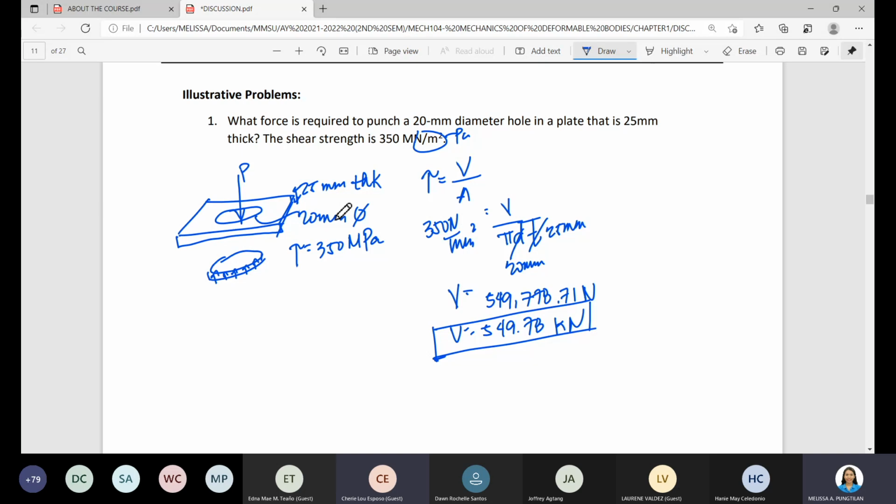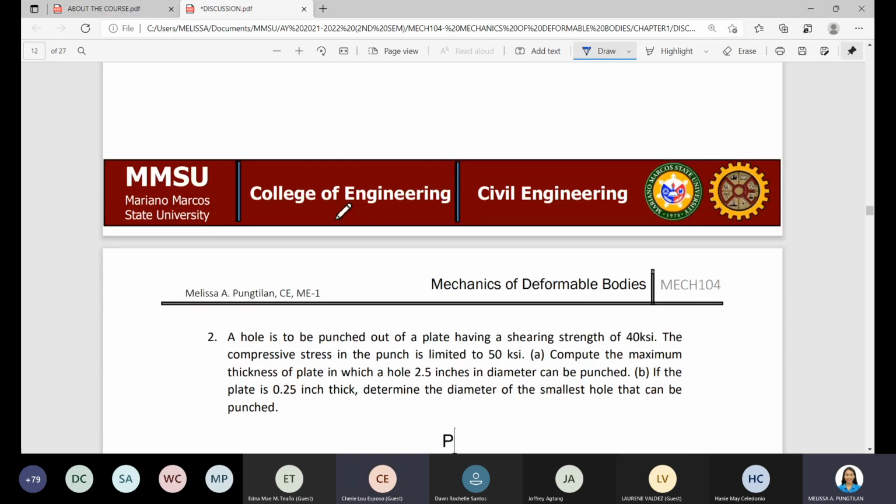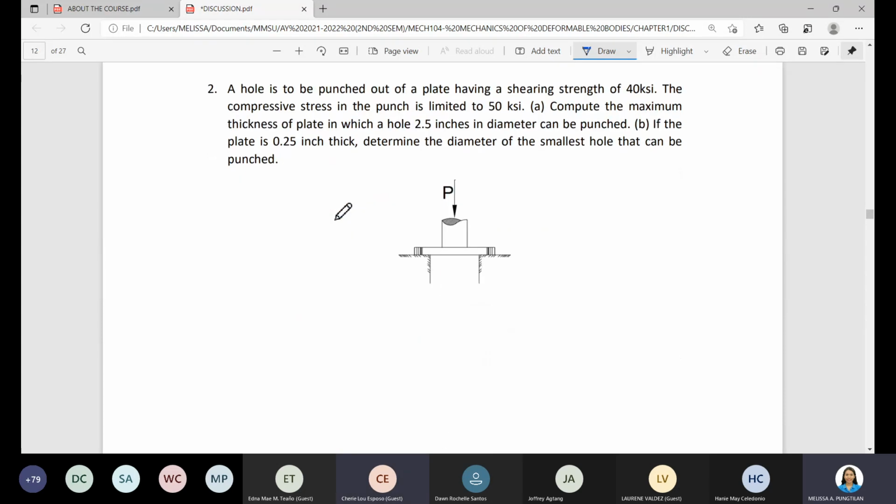So proceed na tayo sa example number 2 kung walang tanong. A hole is to be punched out of a plate having a shearing strength of 40 ksi. So the compressive stress in the punch is limited to 50 ksi. For letter A, compute the maximum thickness of plate in which a hole 2.5 inches in diameter can be punched. For letter B, if the plate is 0.25 inches thick, determine the diameter of the smallest hole that can be punched.